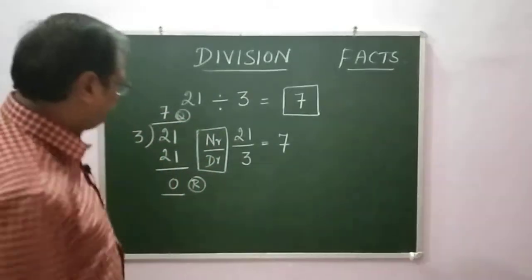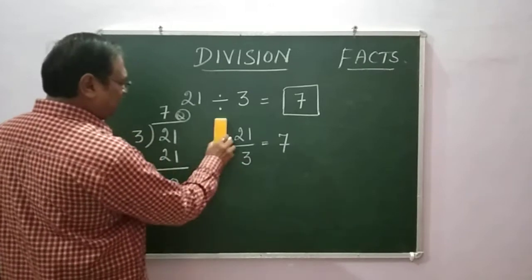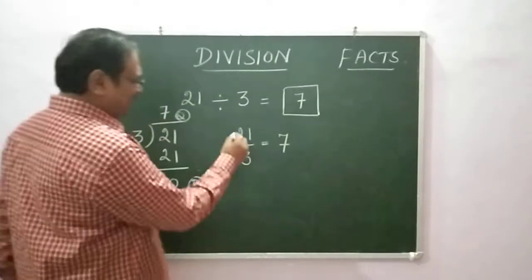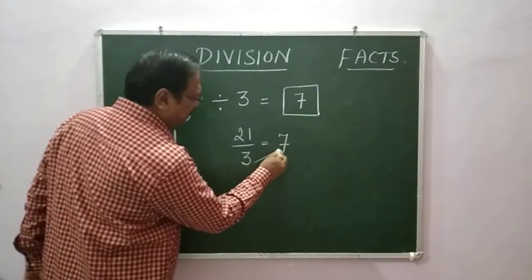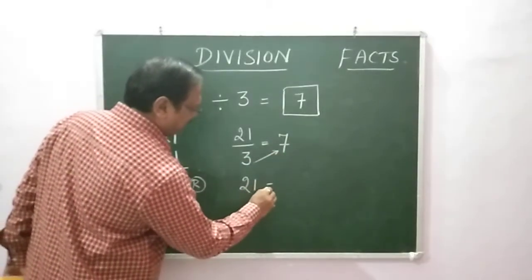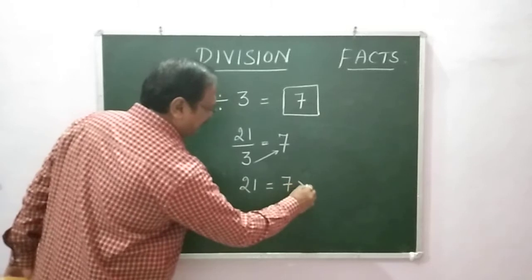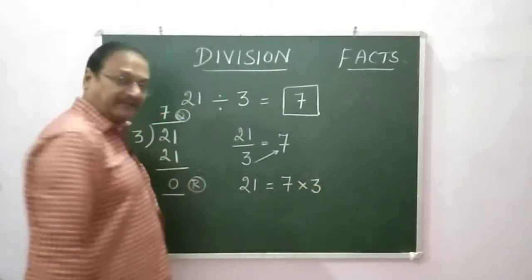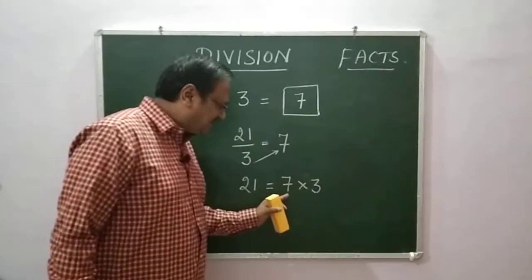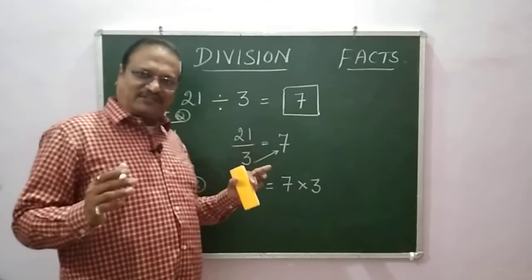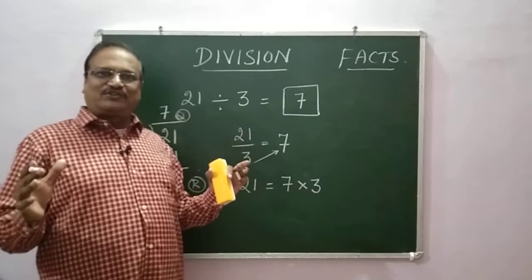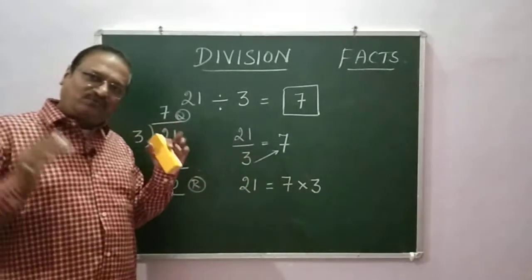Now when this is equal to 7, we are going to learn something very important. Watch carefully what I do. I am going to take this 3 multiplied by 7. So 21 is equal to 7 multiplied by 3. Am I right? 7 3s are 21 or 3 7s are 21. You understand? And this is called a multiplication fact.